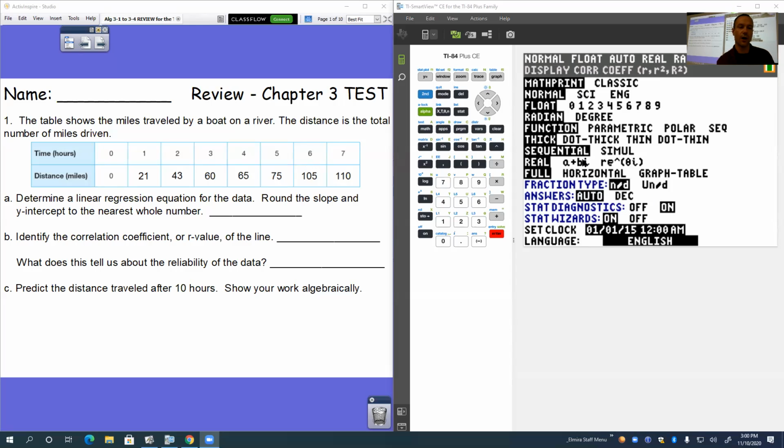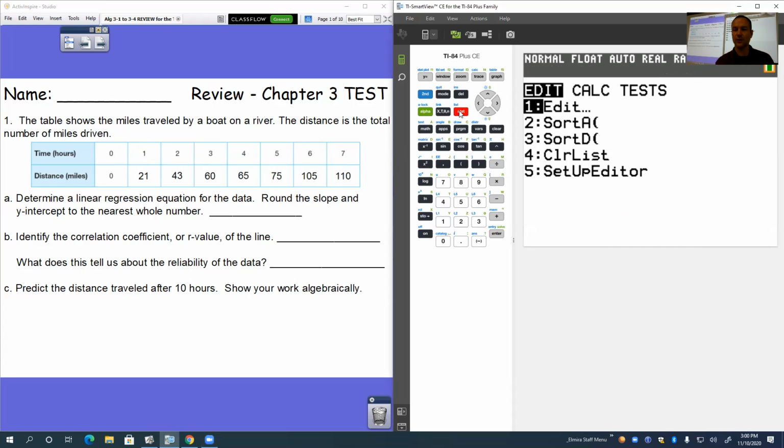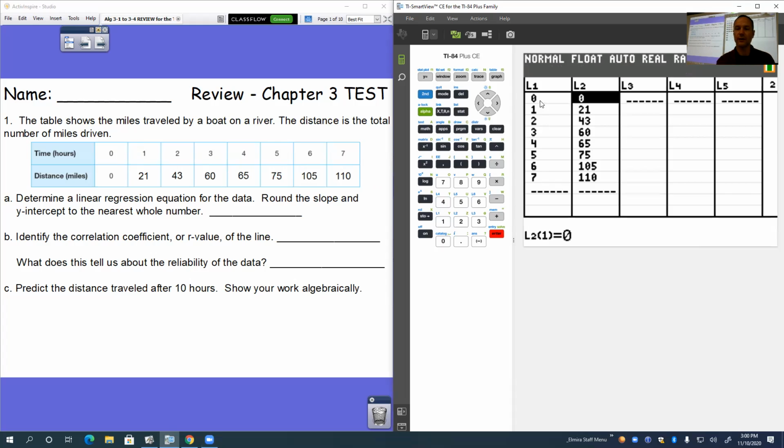So in question number 1, it says the table shows the miles traveled by a boat on a river. The distance is the total number of miles driven. So we have this table here. What we're going to do is go to stat and then edit, which is number 1, hit enter. We're going to type those values into L1 and L2. Please pause the video and do that now.